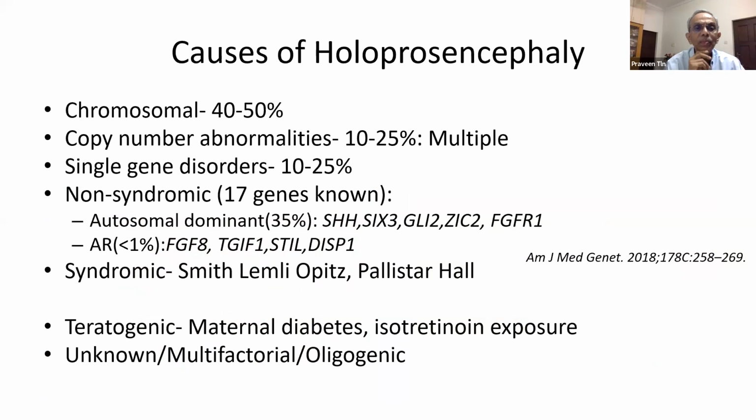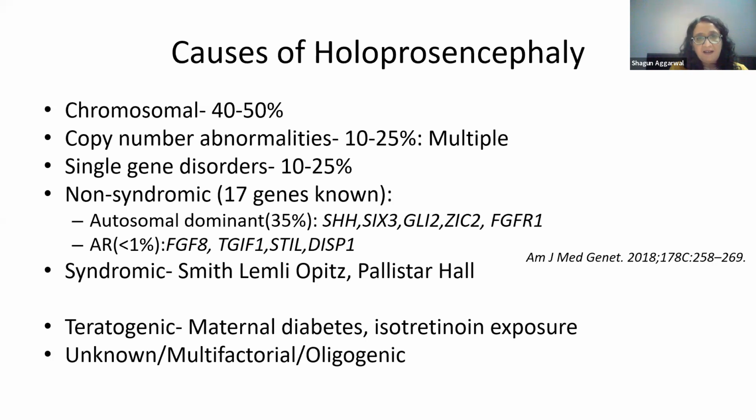Then we have chromosomal abnormalities, as we saw earlier. These are the commonest types, which would be picked up by doing a simple karyotype. Whereas in 10 to 25% of cases, various types of copy number abnormalities involving different chromosomes can be there in holoprosencephaly. And then we also have single gene disorders, again in around 10 to 25% of cases of holoprosencephaly.